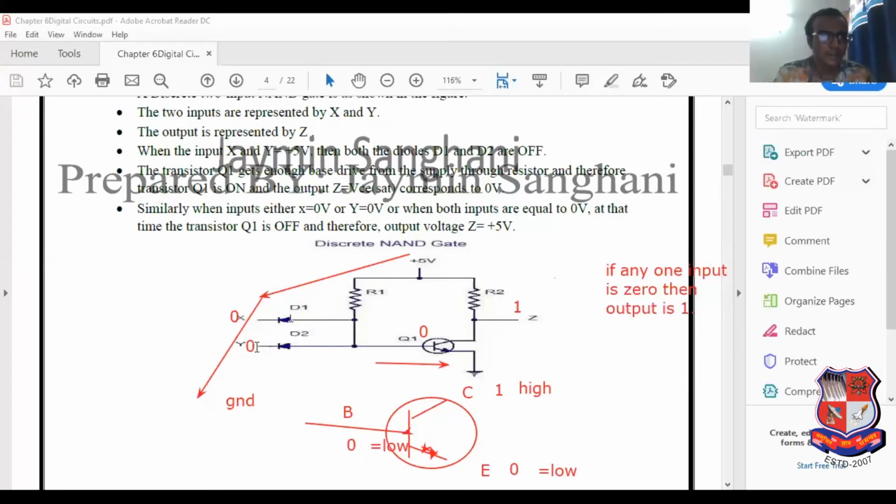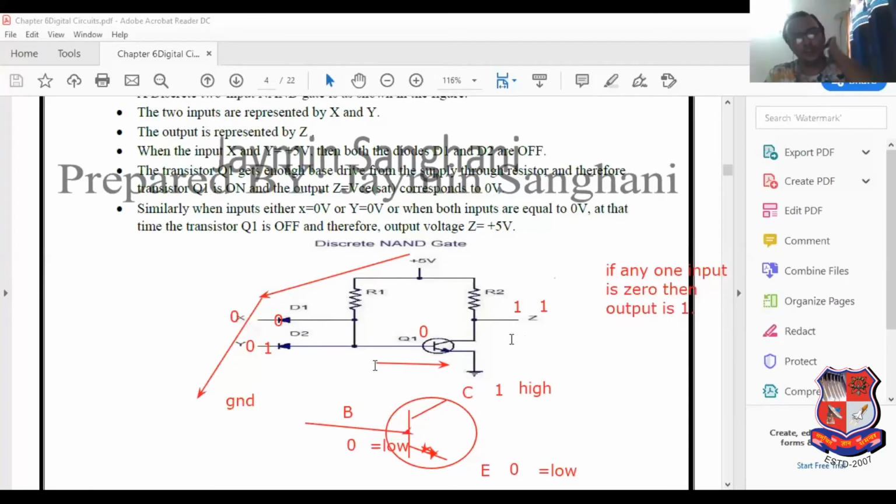Similarly, if we apply 1 input here and 0 input here, then obviously this diode acts as forward bias, but this diode acts as reverse bias. So here also we can get 0 volt. Why? Because this is forward bias, so all the current can flow like that. So here we cannot get current, because current flows in the low resistance path. A low resistance path will let the current flow, and here we get nothing. So in the second case also, the output is 1.